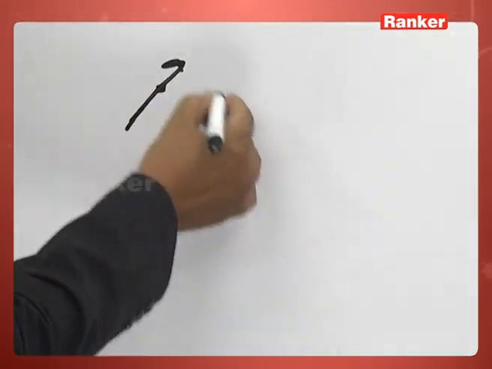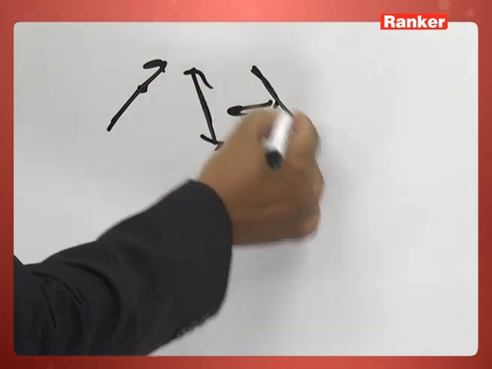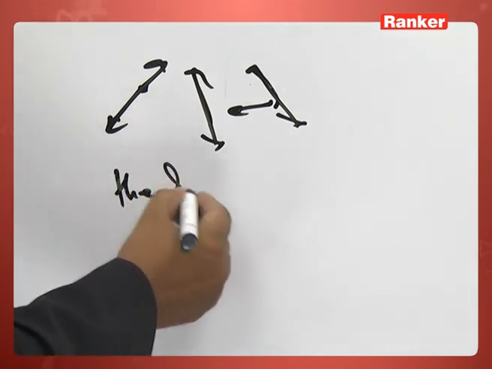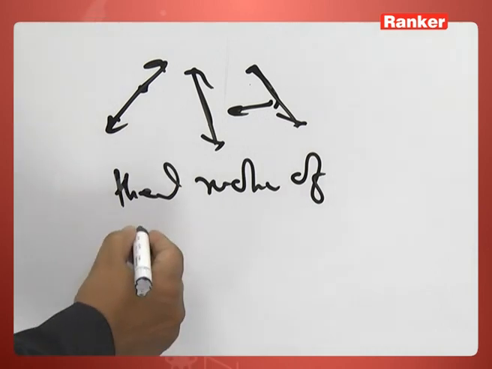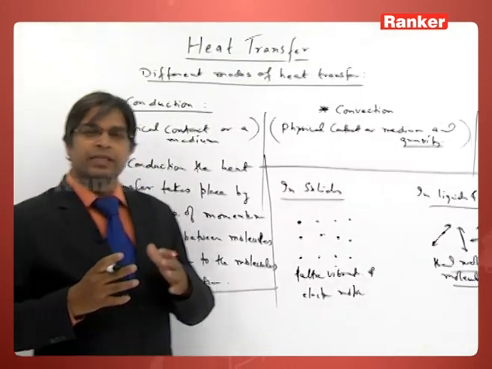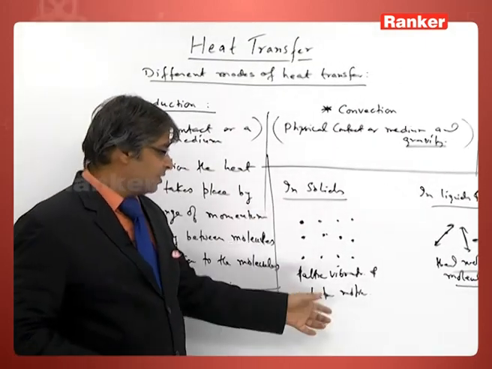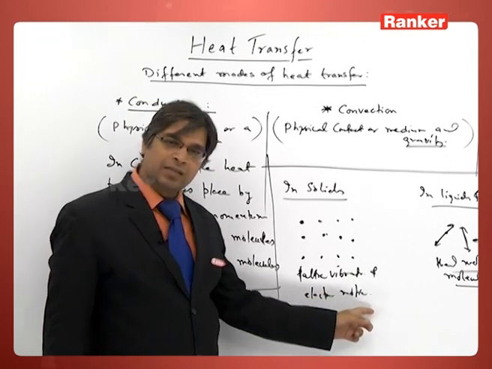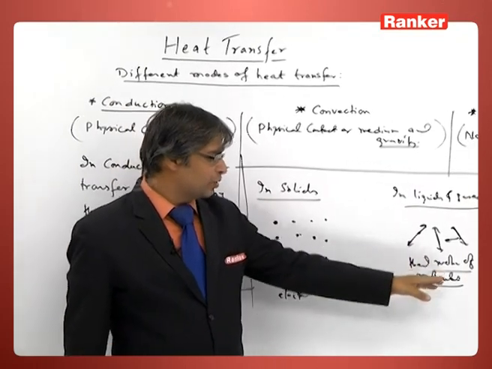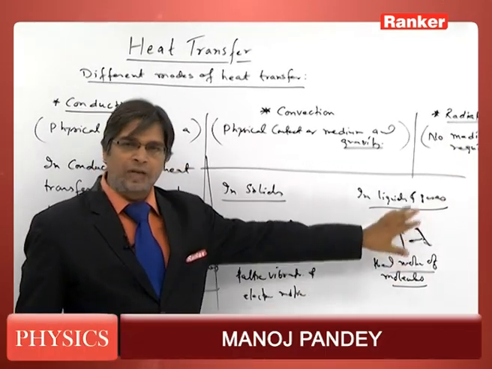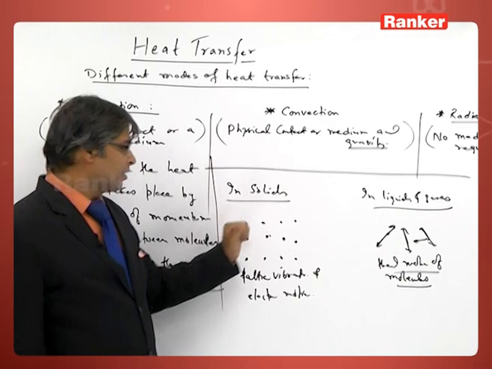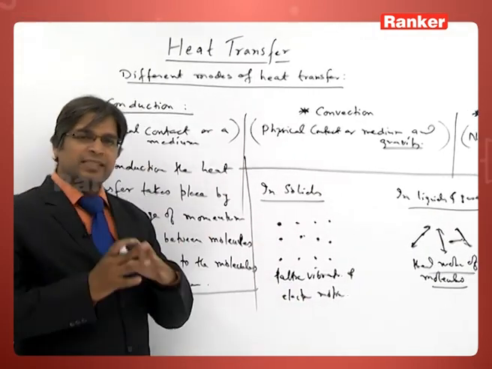In gases, the gas molecules are in random thermal motion. So there is no lattice vibration and free electron motion here, only thermal motion of molecules. The mechanism of heat conduction in solids is through lattice vibration and free electron motion, whereas in liquids and gases it is thermal motion of molecules. There is no electronic motion involved and no lattice vibration for fluids, that is liquids and gases, but in solids there is. So, what is conduction?